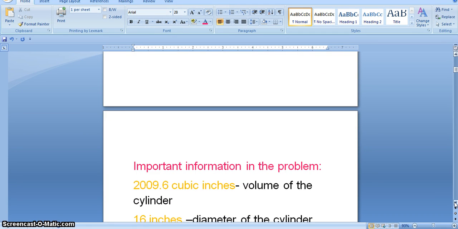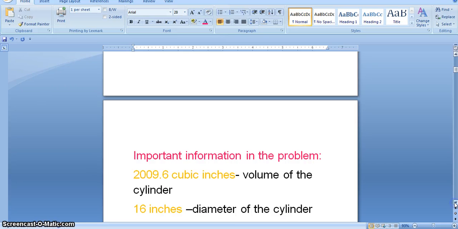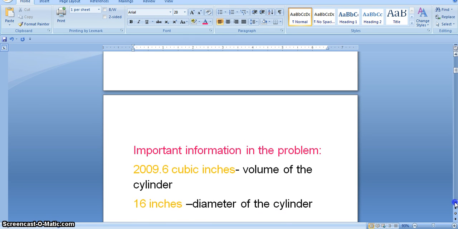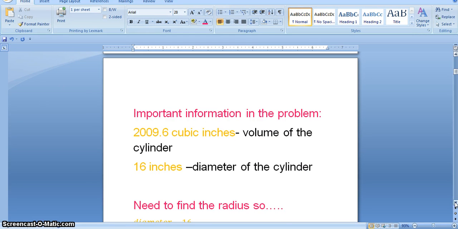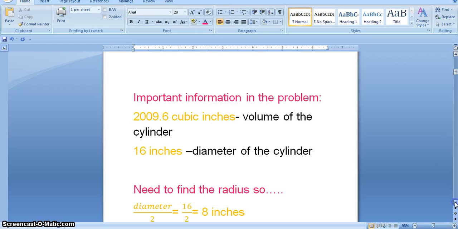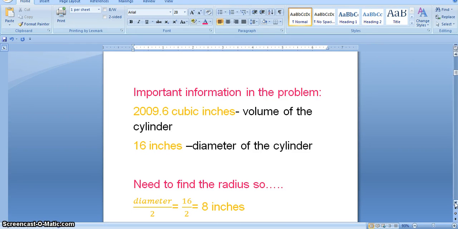Important information in the problem. 2009.6 cubic inches is the volume of the cylinder. 16 inches is the diameter of the cylinder. So we need to find the radius because it's not given. We can find the radius by taking the diameter divided by 2. So 16 divided by 2 is 8 inches.